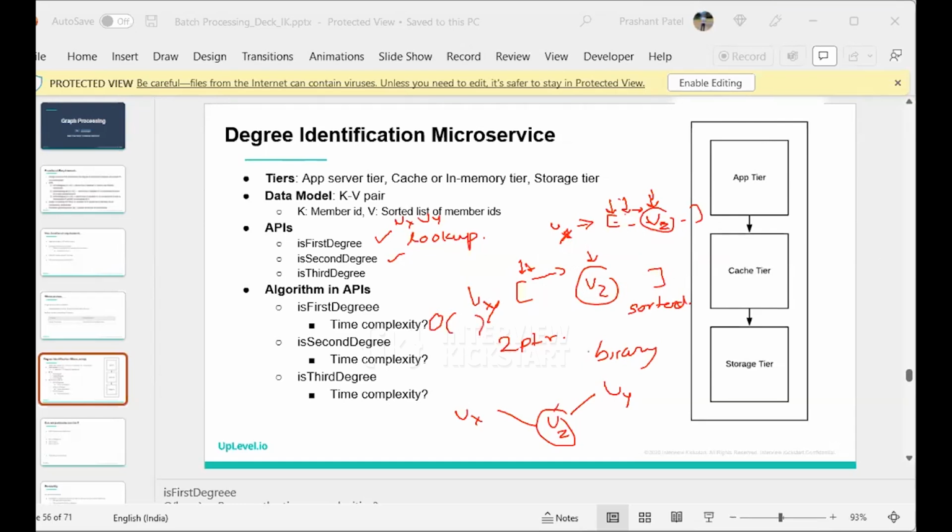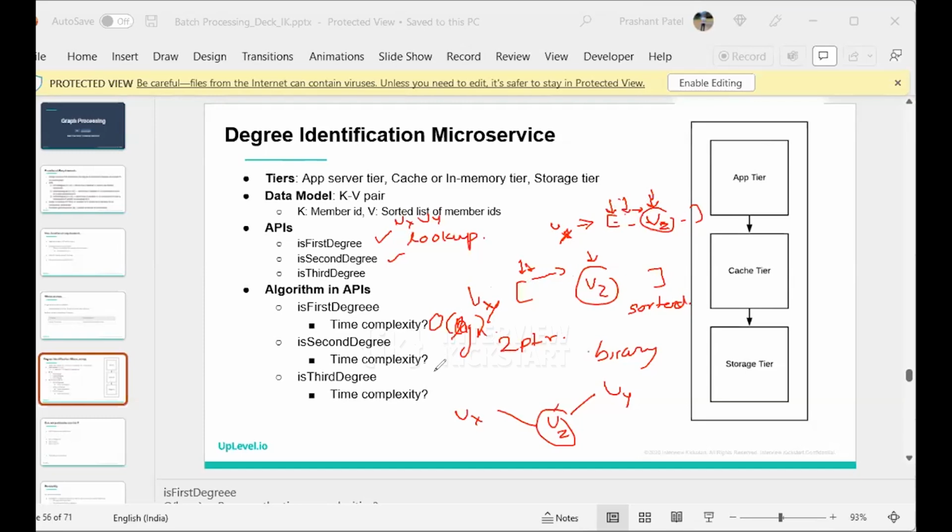Order of 1? Order of n it would be, right? It depends on whether it's a list or a map. If it's a list, then it's not order of n. If it's binary search, then considering a list here, instead of n it would be log of n. We just have to find one user ID here.